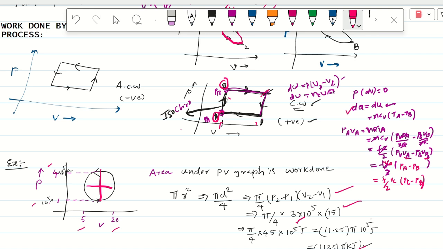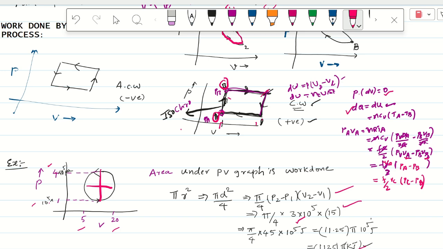Isochoric process. In an isochoric process, volume is constant, so work done is equal to 0. Work done is PdV, and volume is not changing now. The area under the PV graph is 0 in AB only, not in the cyclic process. In the cyclic process, internal energy is 0, nCv delta T is 0, but work done is not. Work done is 0 in an isochoric process because volume is constant. Internal energy nCv delta T is 0 in a cyclic process as well as an isothermal process.